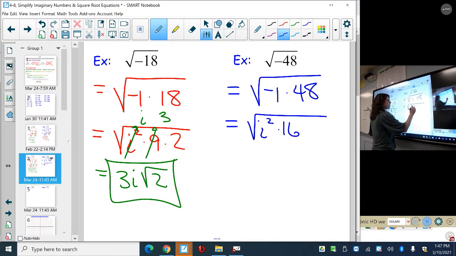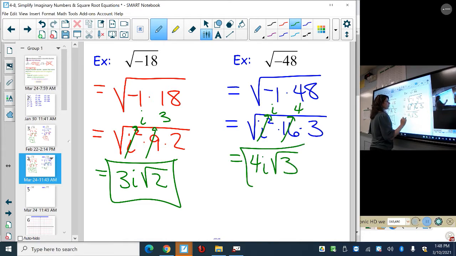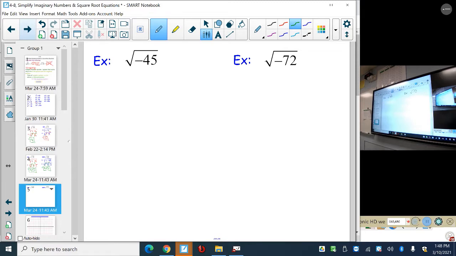So this is going to be 16 times 3. The i squared turns into an i, the 16 turns into a 4, to give you 4i square roots of 3. Okay? Let's do it again.